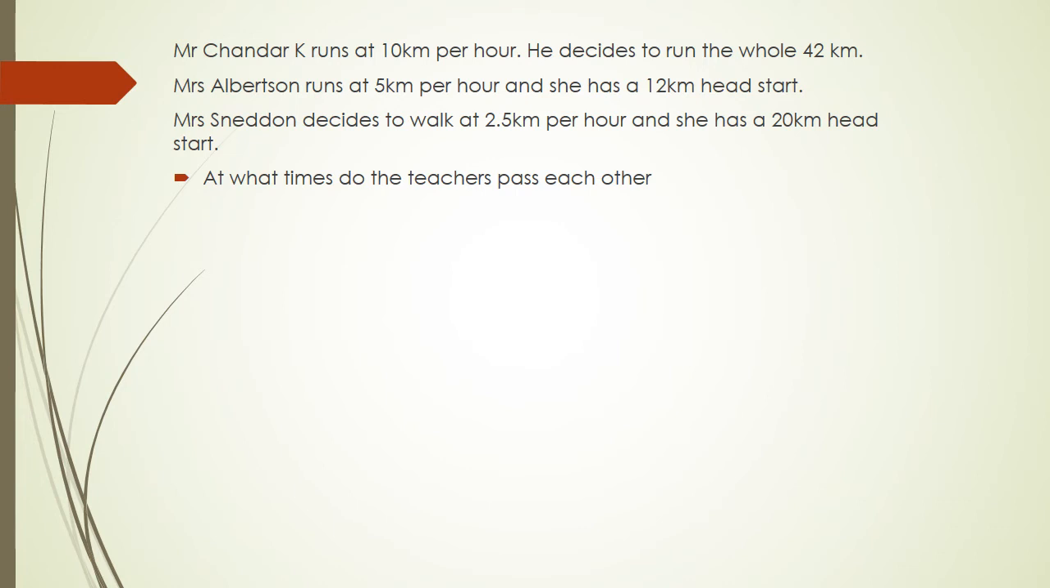So what I'm going to do is write down the equations first. You've got Mr. Chandikay's equation there, and then you've got Mrs. Albertson's equation, and then you have Mrs. Snedden's equation. The way to do this is to put the equations together in pairs. The first one I'm going to do is CK and Albertson, AN.